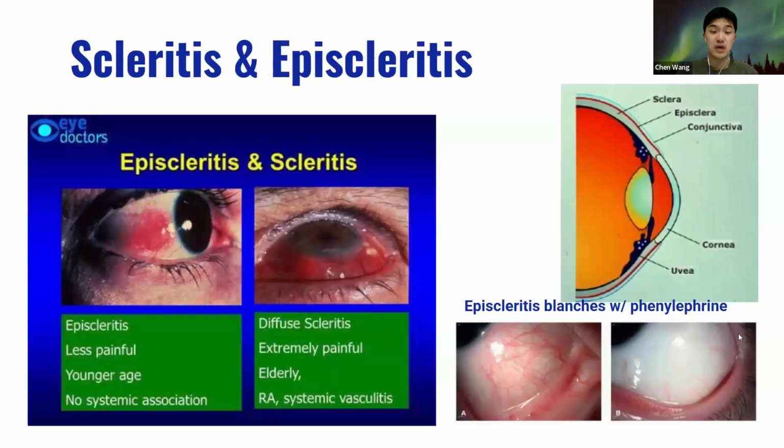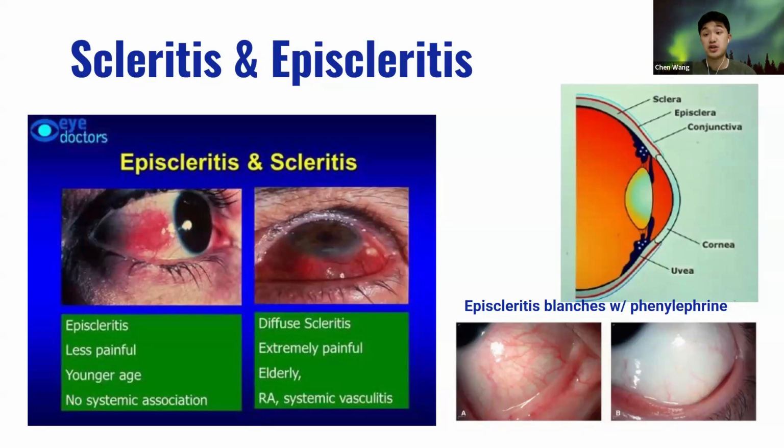The next conditions are scleritis and episcleritis. So the sclera is a very dense, continuous fibrous tissue around the eye itself. The episclera is a more smooth connective tissue just on the outside of the sclera under the conjunctiva. So the key thing with these two is that episcleritis is generally less painful, not really associated with any systemic disease, whereas scleritis can be extremely painful and is usually associated with rheumatoid arthritis.